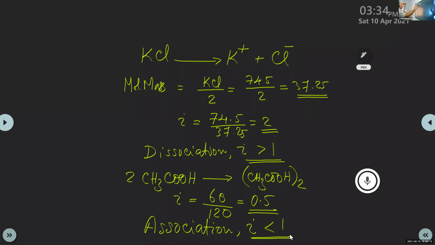So please note down all these points. KCl giving K+ plus Cl-. Have you written?